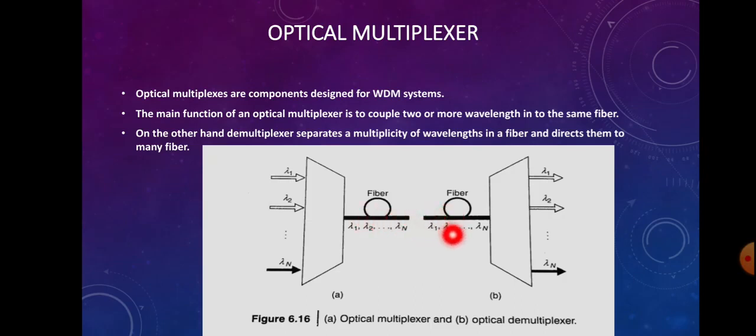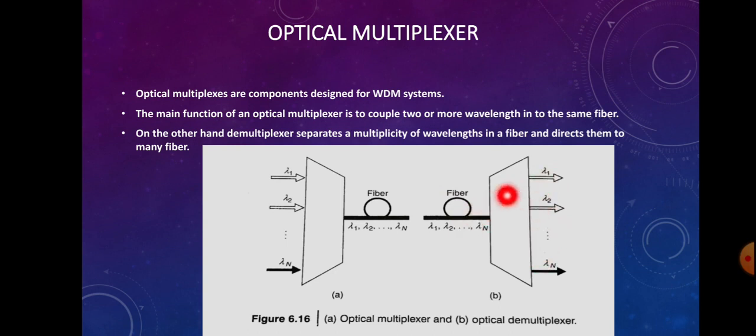Similarly, if there are different wavelengths on the fiber, they will be passed to different fiber sections by using the demultiplexer. So multiplexers in optical WDM systems are used for coupling two or more wavelengths into the same fiber. On the other hand, a demultiplexer separates the multiple wavelengths in a fiber and directs them to many fibers. So from this single channel, the different wavelengths are coupled to different fibers.